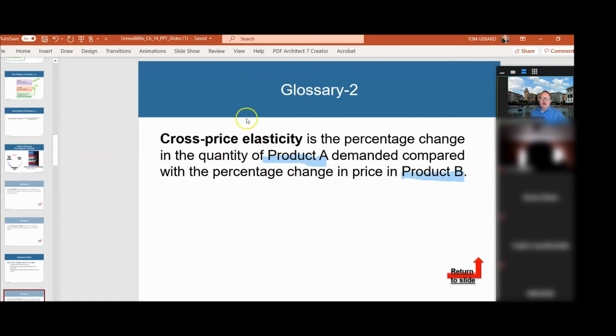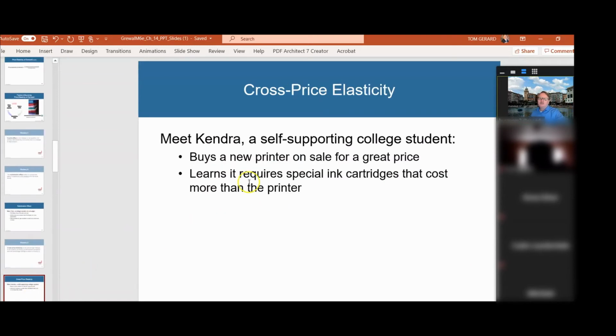Now, they could be up and down. Don't think that when one goes up, they both go up. It could be the opposite. One goes up, the other one goes down. If I pay more, and this is the example, someone buys a printer on sale for a great price, but finds out that the cartridges cost more than the printer.